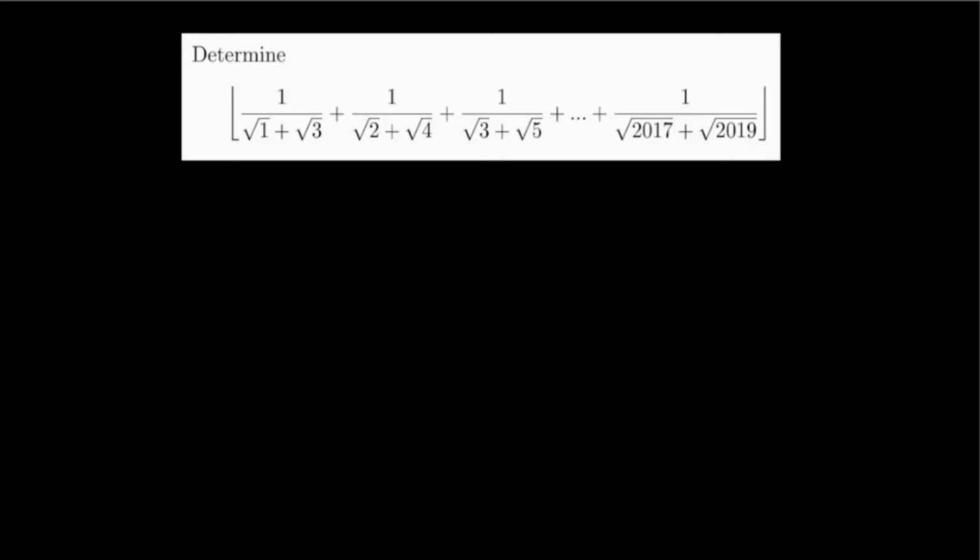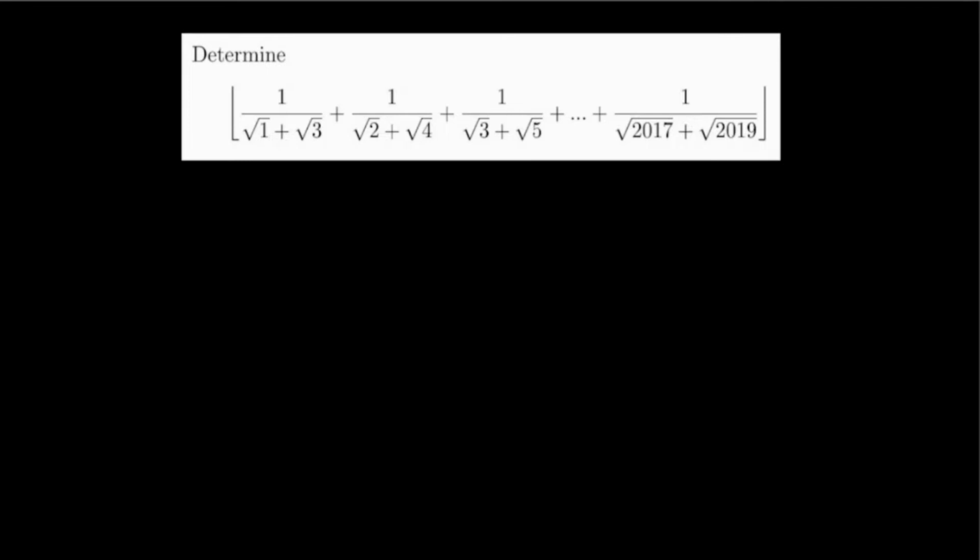Okay, so this time I have a problem of calculating the floor of this summation of 1 over square root of 1 plus square root of 3, plus 1 over square root of 2 plus square root of 4, plus up to 1 over square root of 2017 plus square root of 2019. To solve this problem, you might want to try to solve it by yourself first before seeing the solution.